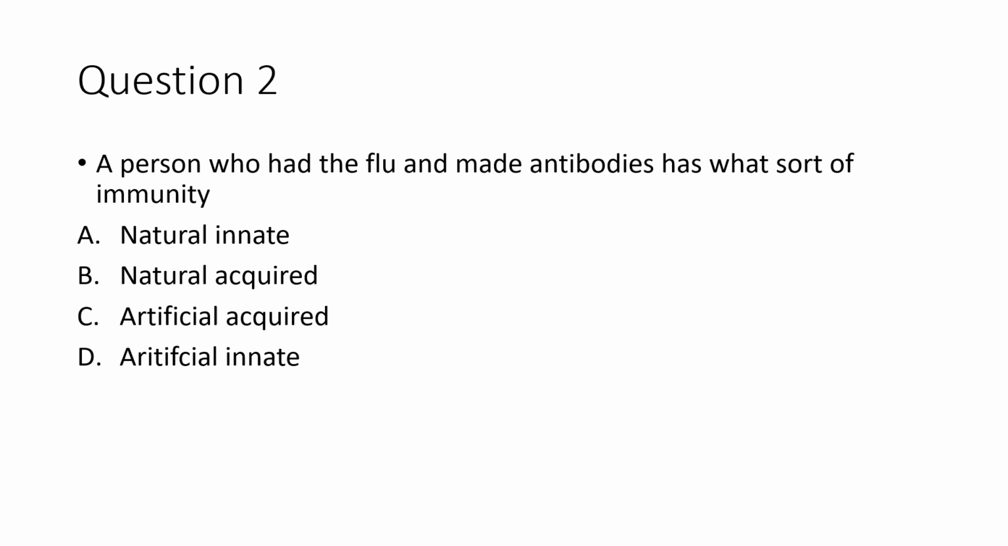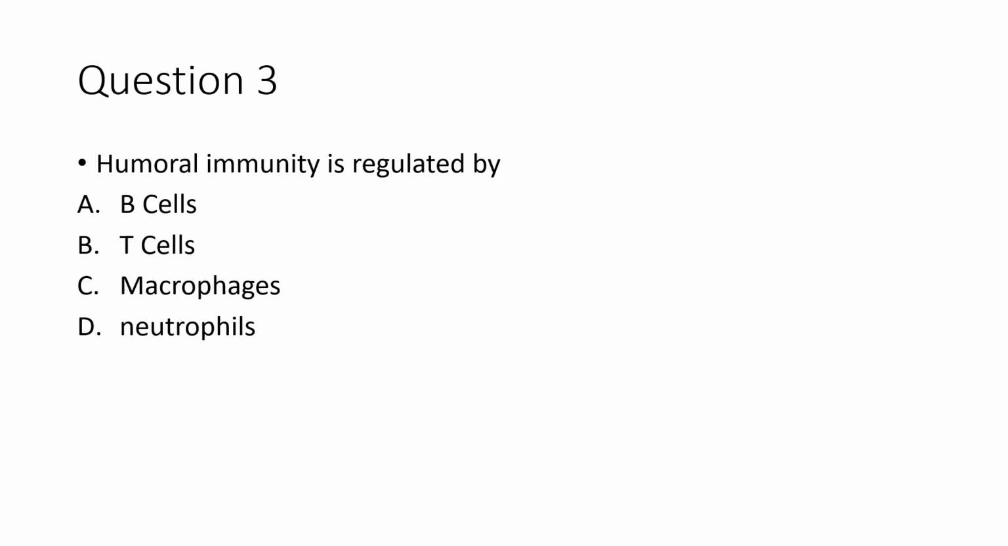Question 2. A person who had the flu and made antibodies has what sort of immunity? A, natural innate, B, natural acquired, C, artificial acquired, D, artificial innate. The answer is B, natural acquired immunity. Question 3. Humoral immunity is regulated by A, B cells, B, T cells, C, macrophages, D, neutrophils. The answer is A, B cells.